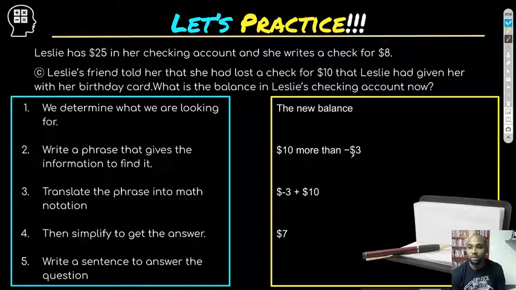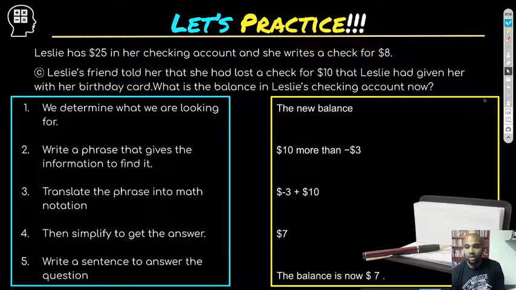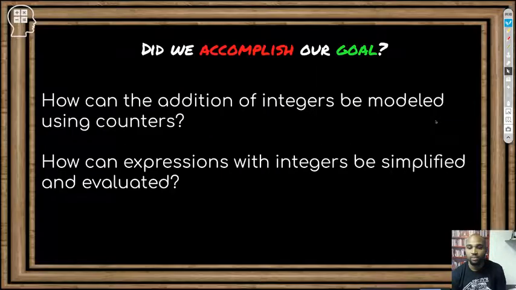Because remember that our positive is bigger in this case when we're adding, so we know it's going to be a positive number. It's 10 minus 3 is 7. So we're going to rewrite this in the sentence saying that the balance is now $7. And that's how you would do it. Did we do everything? Absolutely, we always do.